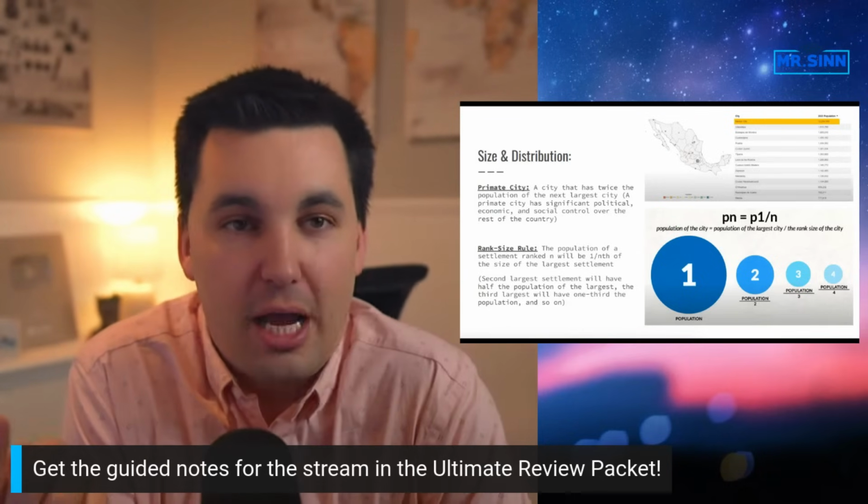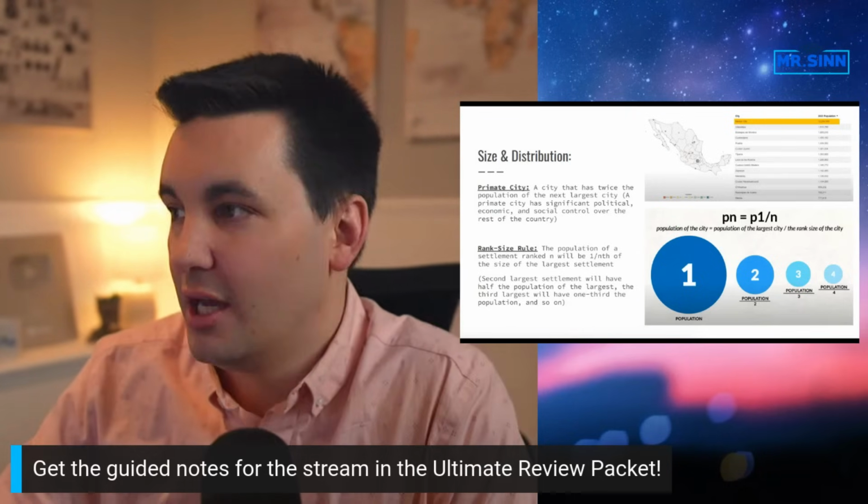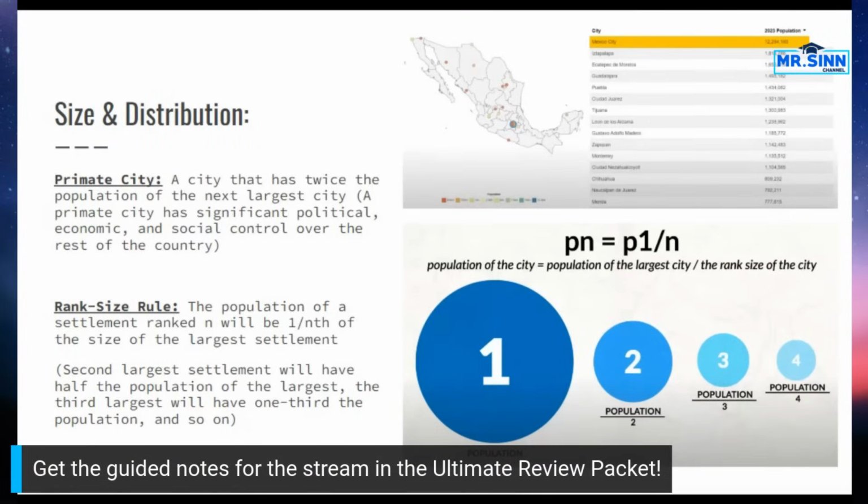South Korea has a primate city. Mexico has a primate city. If I make this full screen quick, I should have made these bigger and separated it so you could see it a little easier. But here's the population for Mexico and Mexico City, significantly larger than Mexico's other cities there. So this would be a primate city.